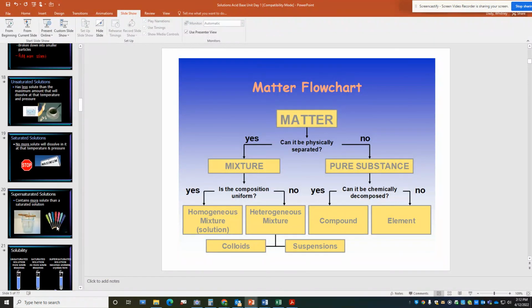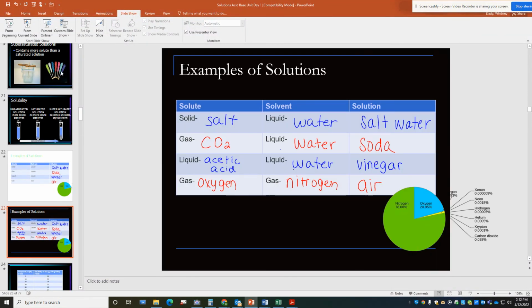Okay, so answers for that are right here. Okay, so salt water, solute, salt, solvent, water. Soda, gas, carbon dioxide, and water. Acetic acid and water would be vinegar. And then oxygen, if I look at this chart, would make up less, so it's a solute, and then nitrogen would make up more. All right, so this is all for part 1 of our solutions, solubility, and pH unit.